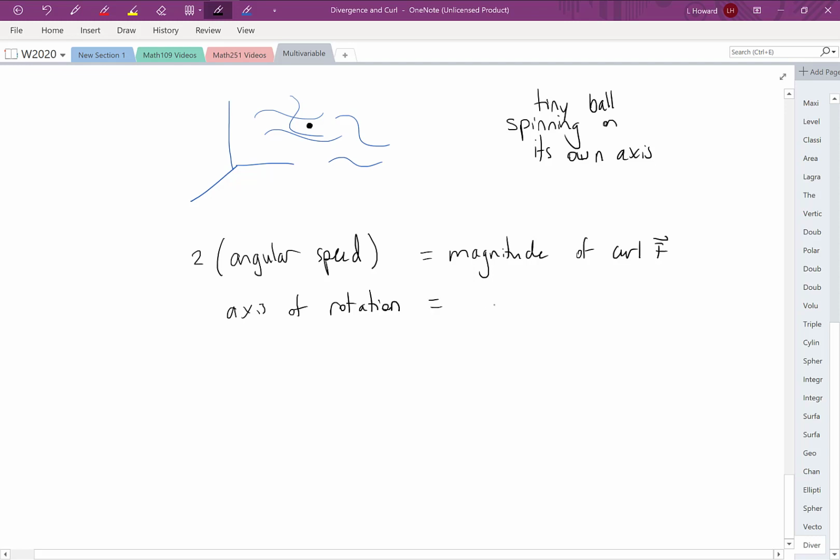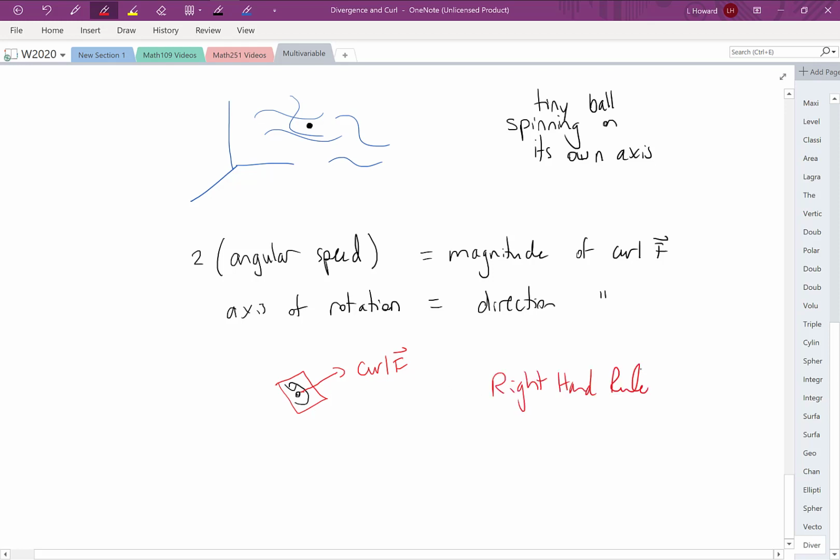And if you look at the direction of your curl vector, that's giving you your axis of rotation. So let's talk about that in a little bit more detail. Let's say our ball is spinning on its axis in 3D with a spin that's looking like that. Okay, so our curl vector would be going this way. So the curl vector is perpendicular to the plane in which that rotation is happening, and then the direction of the curl F is given by the right hand rule.